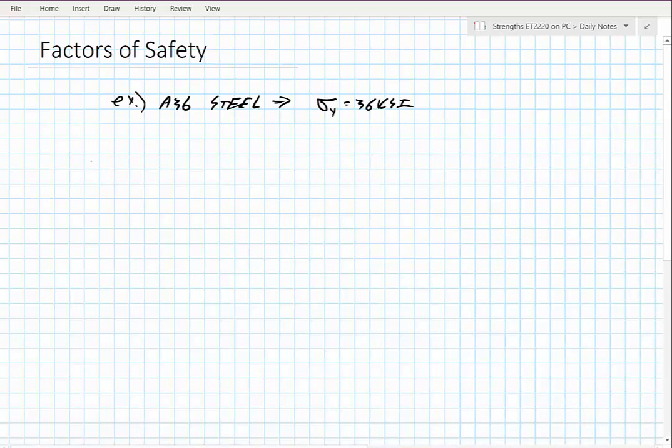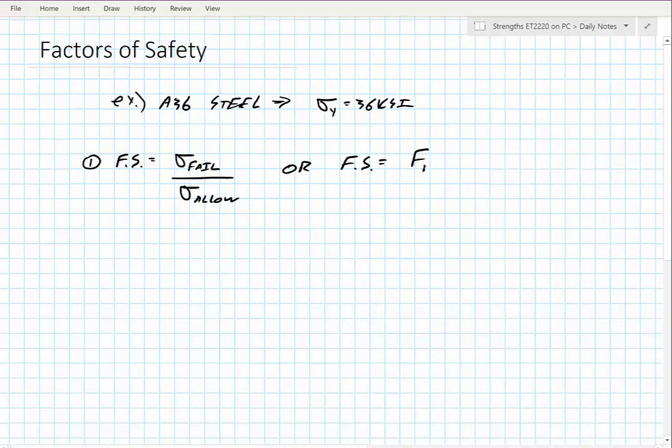So there are two ways that we're going to do it in this class. The first way is that we can define a factor of safety as being the failure stress of our material divided by the allowable stress. As a second method, we can say a factor of safety is equal to the force that would cause failure in our design, and by failure, it could mean either at the yield point or ultimate failure, divided by allowable. Allowable is what we're actually going to work with, right?